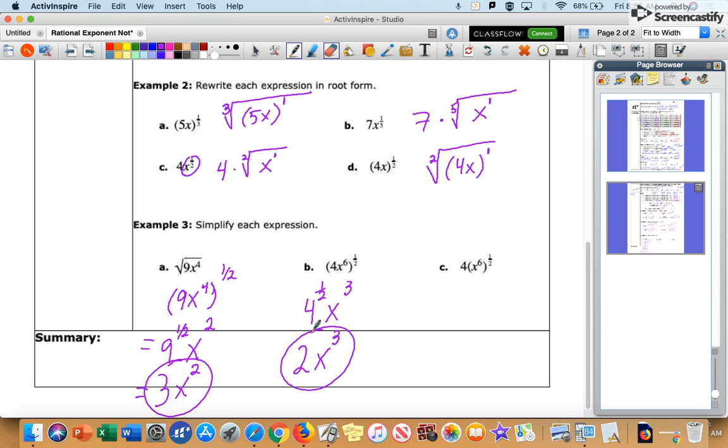And then the next one here, notice that the 4 is not being raised to the power. So we'll just keep the 4 separate. X to the 6th is being raised to the 1/2 power though. And so once again, power to a power, 6 times 1/2, half of 6 is 3. So that would be 4x cubed. And there we have it.